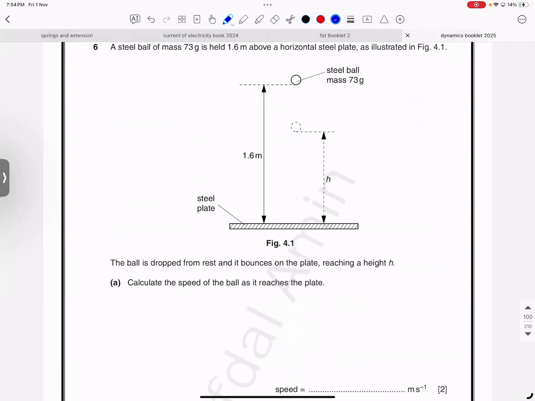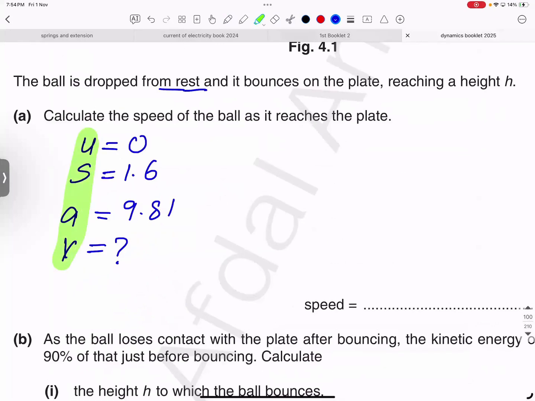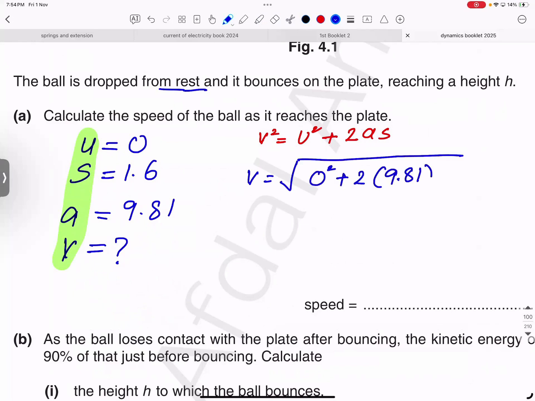A ball is dropped from rest. It's a review of kinematics as well. 0.73 kg is the mass. It is dropped from rest. Initial speed 0, distance moved 1.6, acceleration 9.81, V we don't know. Which of the suvat equations have these 4 letters? Excellent. So let's substitute the values. V will be the square root of 0 squared plus 2 times 9.81 times 1.6.